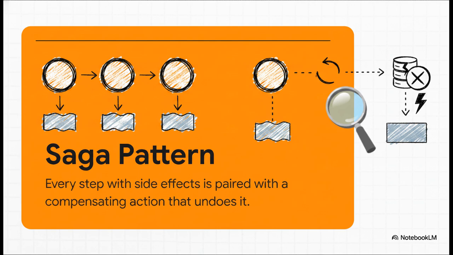This is where we introduce an indisputable law of backend system design, the Saga pattern. Here is the rule. In a distributed system, every single step that produces a side effect must be paired with a compensating action that explicitly undoes it. You can't just rely on some magic database rollback anymore. You literally have to engineer the rollback yourself.